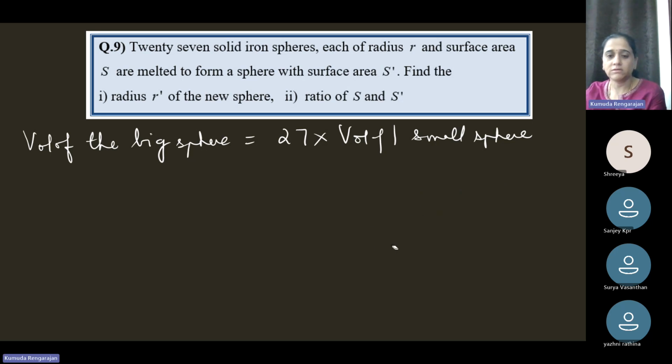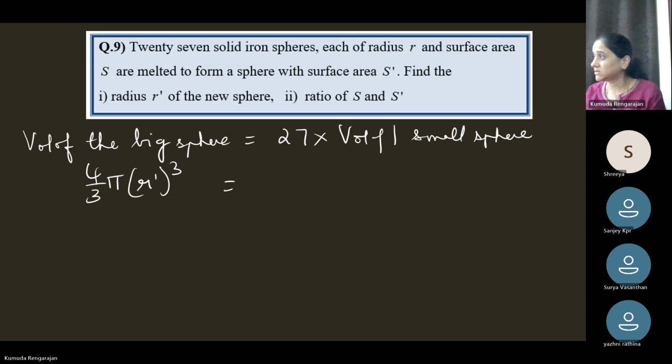Now the formula. Volume of the big sphere is 4 by 3 pi R cube. Be careful: sphere, not hemisphere. I should not use capital R because they've given you the radius. So 4 by 3 pi R dash cubed, because that big sphere's radius is R dash. 4 by 3 pi R dash cubed is equal to 27 into 4 by 3 pi R cube.